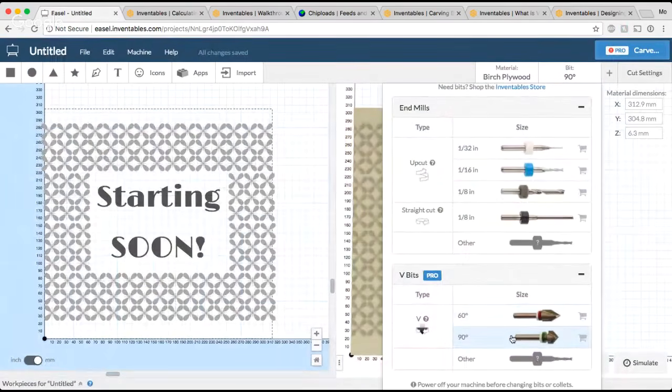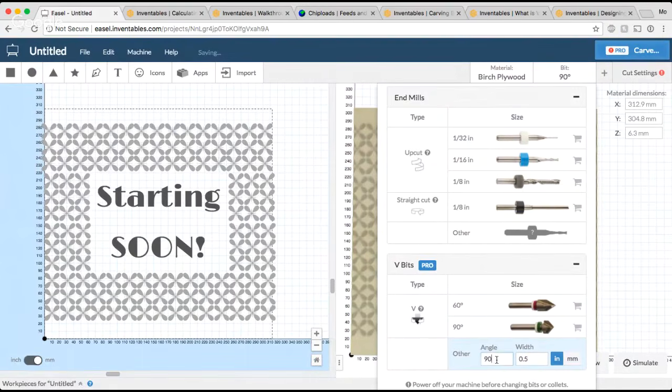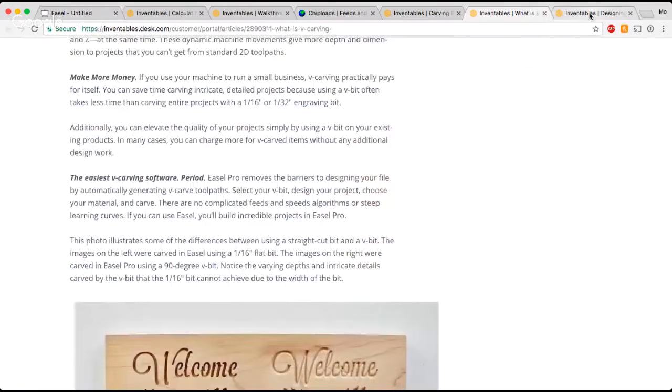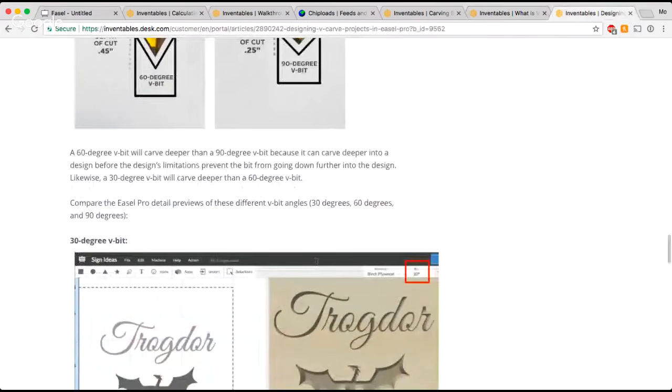We have the 60 and 90-degree bits already preloaded into Easel Pro, but you can also add in your own bit. So maybe I have a 30-degree bit, and the total width of that bit is only 1/4 of an inch instead of 1/2 inch. Now it knows this information, and it'll be able to generate based on that. So that is a helpful article if you're just trying to get started with V-bits.